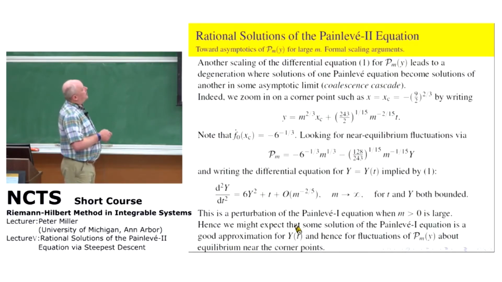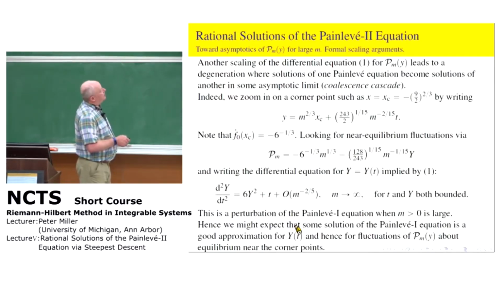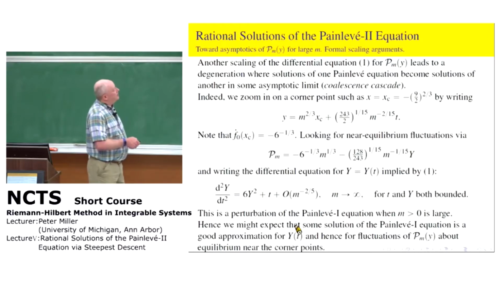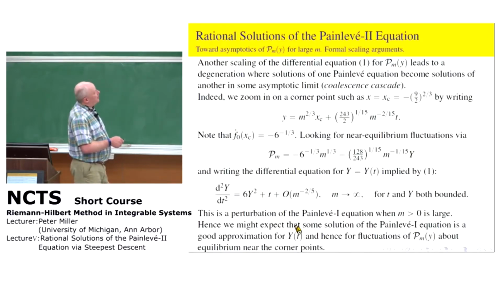But first I want to tell you about another scaling of the differential equation. We're going to wind up with a different Pendulum equation coming from P2. This has a name: it's called the Coalescence Cascade in Pendulum theory. So what I want to do is zoom in on one of the corner points. xc, remember, this negative number was the left corner of our triangle in the x coordinate. So I'm going to zoom in on that point by writing y is m to the 2/3 times the corner point plus a fluctuation, okay?